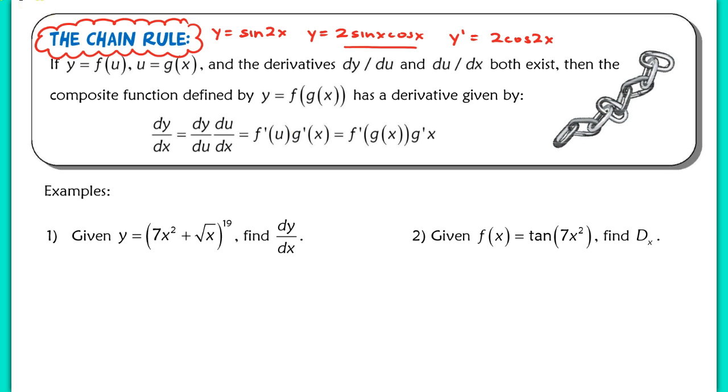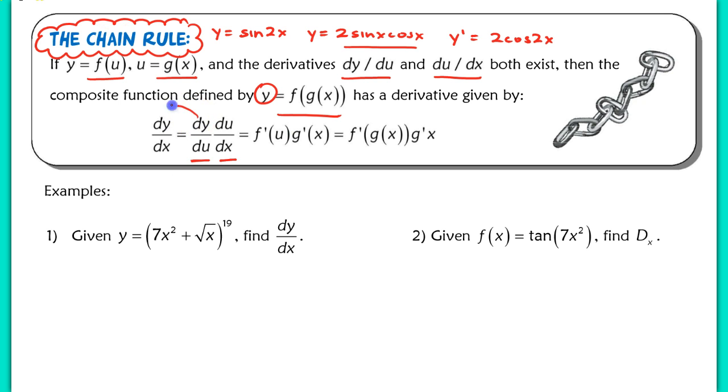So what the chain rule states is that if you have some composite function here, y is equal to f of g of x, and you let y equal f of u, and u equal g of x, and you can see that if you just plug that back in, you'll end up with f of g of x, then what you're going to do to find the derivative of this composite function is find dy/du and du/dx. So provided that they both exist, then the derivative of y with respect to x is defined as dy/du multiplied by du/dx.